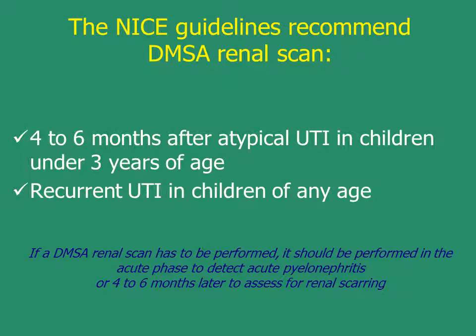The NICE guidelines recommend a DMSA renal scan 4 to 6 months after atypical UTI in children under 3 years of age and recurrent UTI in children of any age. It has been suggested that a normal DMSA renal scan may obviate the need for voiding cystourethrogram in children with recurrent UTI. If a DMSA renal scan has to be performed, it should be performed in the acute phase to detect acute pyelonephritis or 4 to 6 months later to assess for renal scarring.